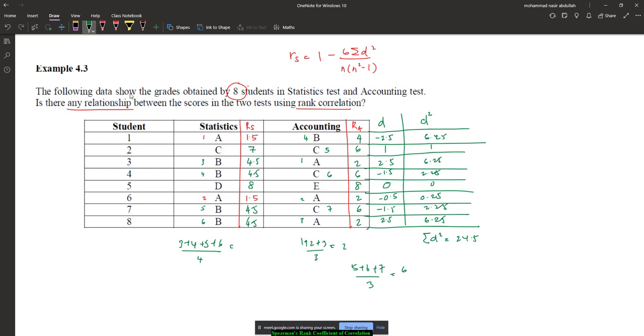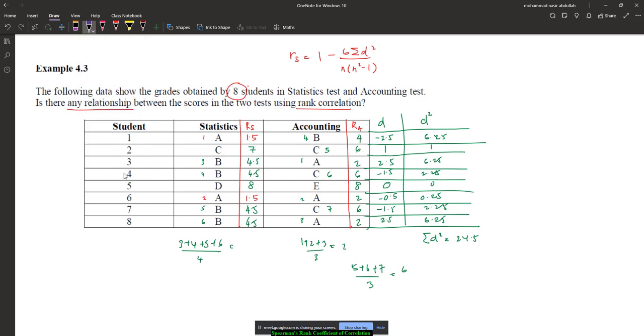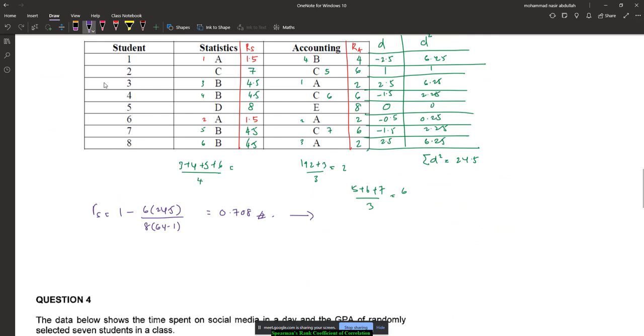Then we just plug the values into the formula. So Rs will be 1 minus 6 multiplied with 24.5 divided by, we have 8 students, so 8 times 64 minus 1. So this should be equal to 0.708. So 0.708 will indicate a moderate correlation. We look at the table: 0.7 is a moderately strong correlation.